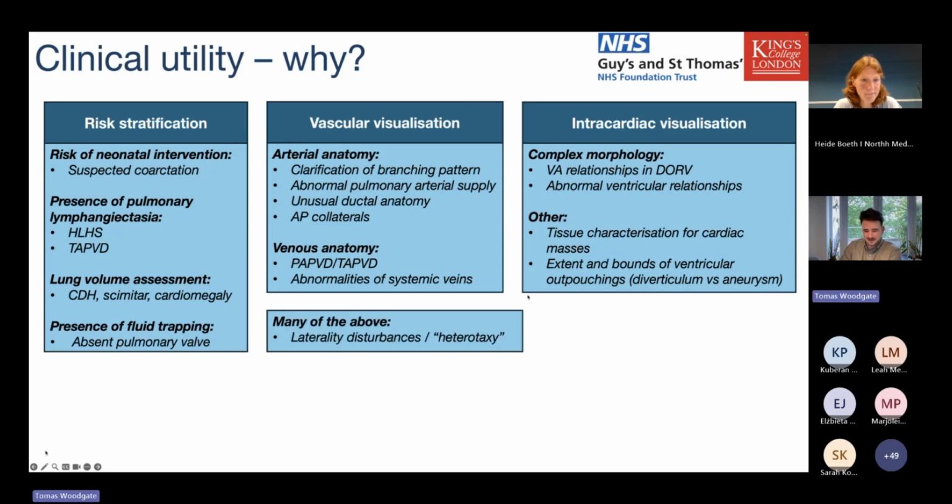Another category that kind of covers a lot of the above are the laterality disturbances. I think they're a really nice use case of fetal imaging. So we can get really nice vascular imaging and also an assessment of pretty much all of the organ systems in the body which may be affected by these types of conditions.